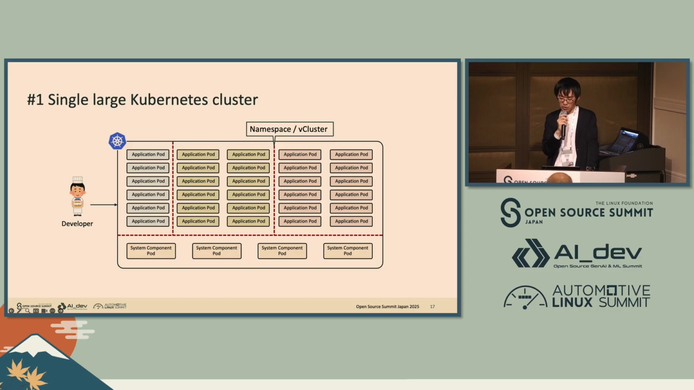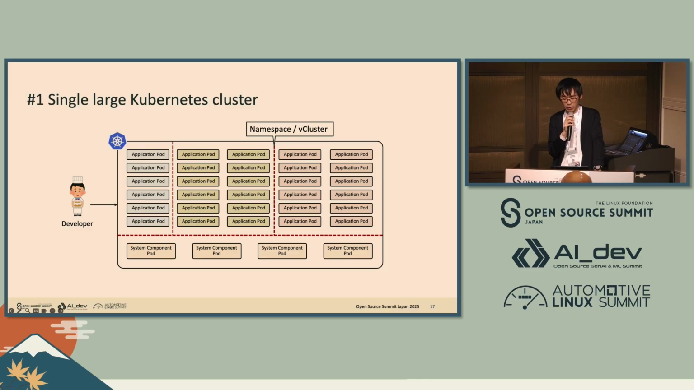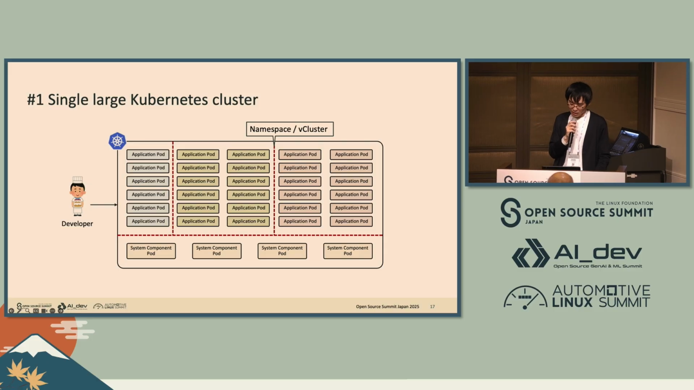But there is also an open source project called vCluster. With vCluster, the platform still runs one physical cluster, but users experience it as if they use dedicated clusters for them. So it provides a much stronger logical separation than just namespaces.